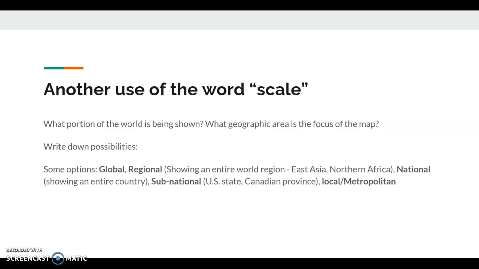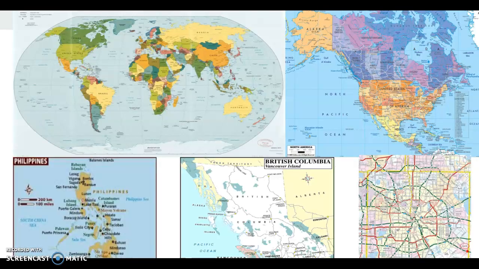Or if it's just part of a country, like a United States state, we would call that a subnational scale, or Canadian province. And then if we're looking at an entire city, the term that we would use to describe that would be a local or metropolitan scale. All right. So just looking at these, we can see 5 different scales.